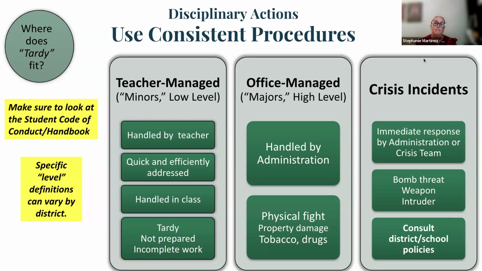So let's go a little bit more in depth. I mentioned we want to consider, with all problem behaviors and not just tardy, whether it's cell phone violation, dress code violation, profanity use, disruption, or defiance, who handles it and where is it being handled? So we use the term teacher managed. Those are more minor behaviors that the teacher handles in the classroom. They use their classroom management interventions and strategies to address the behavior. Office managed behaviors are those that are handled by administration. That's something that should not be handled by the teacher.